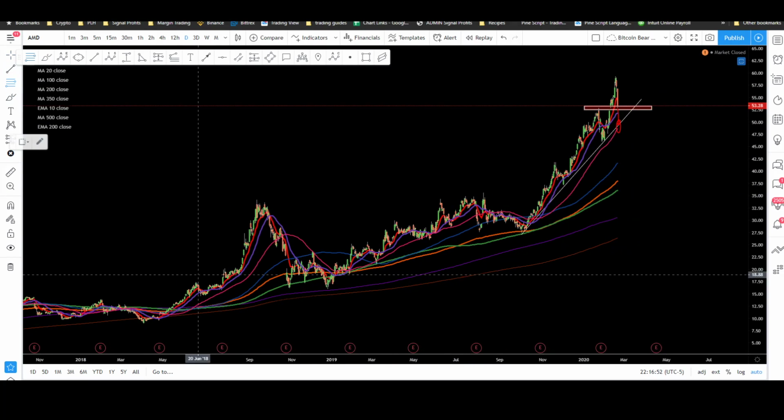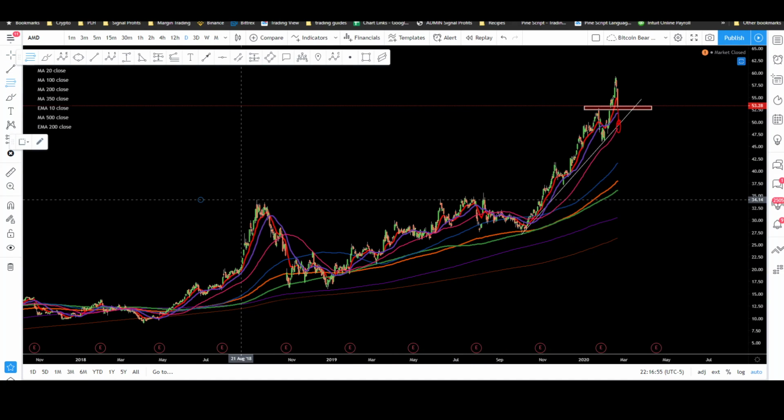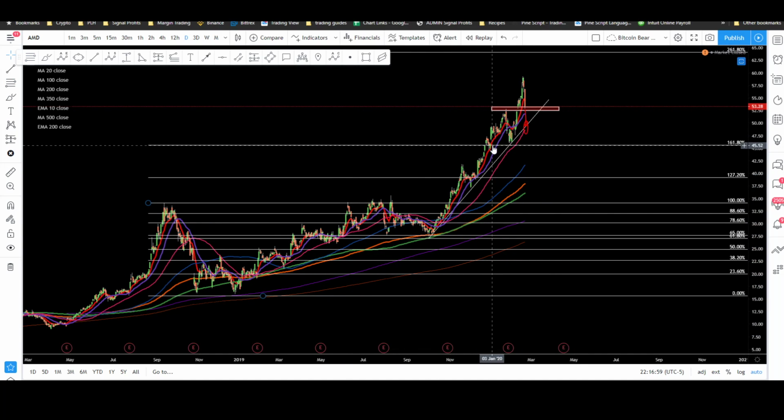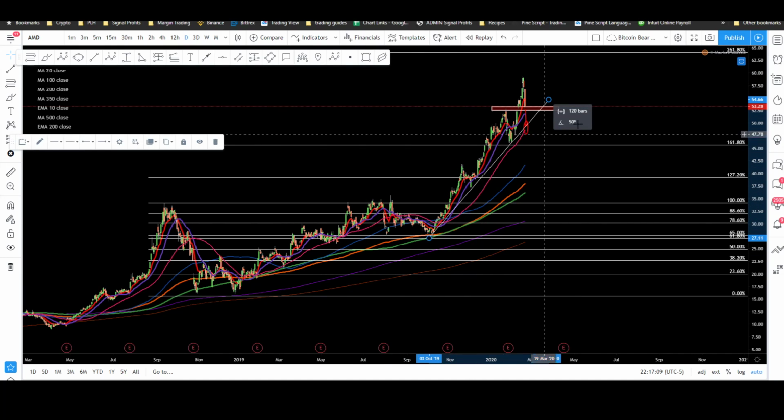So we got the rejection here, bounce back. Let's take a look at our extension tool. Came up, hit the 1.618, came up, hit the 1.272. Really, really nice. Came down, bounced. You can see where it bounced. It actually bounced right off the 200 EMA on the daily. Money trade, and then it came up, hit the 1.618.